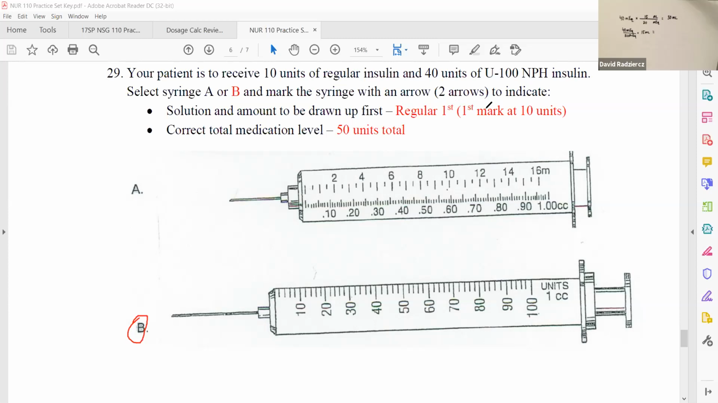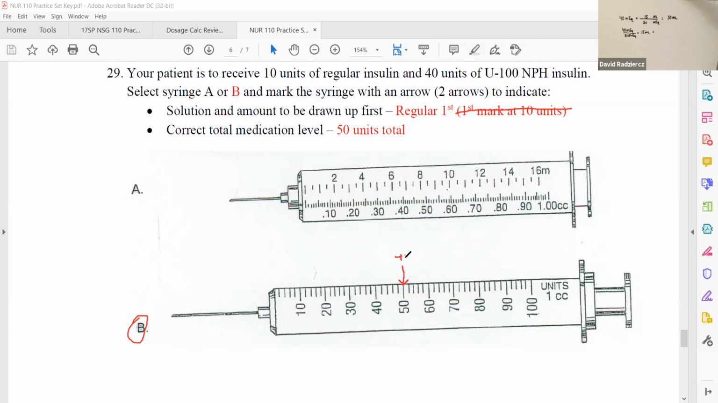And then I wrote first mark at 10 units. This is actually incorrect. Okay. So I would just tell you that the regular first is what's going to be drawn up. And then 50 units total is where you would actually start marking your syringe. Okay, so the correct total is 10 plus 40. I don't think anyone's got a problem with that. So we would say, here's my total, right, at 50.